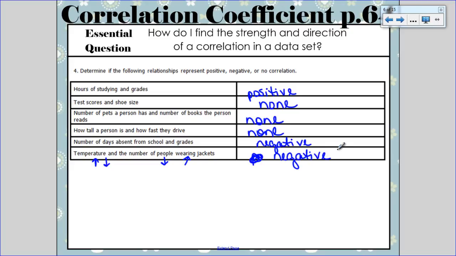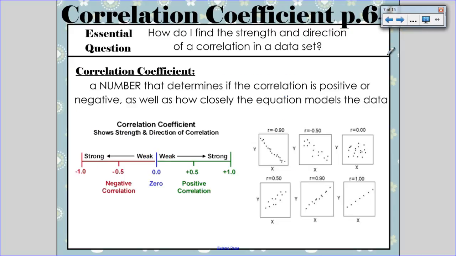And that's what we're trying to look at. So let's do a few examples. You're probably going to need your calculator. We're going to do some more linear regression, but now we're going to talk about this thing called the correlation coefficient. The correlation coefficient is just the number that determines whether or not the correlation is positive or negative. So it will tell you whether it increases or decreases, and it will tell you how closely the equation matches the data. So the closer the number is to 1, the better a correlation it is.